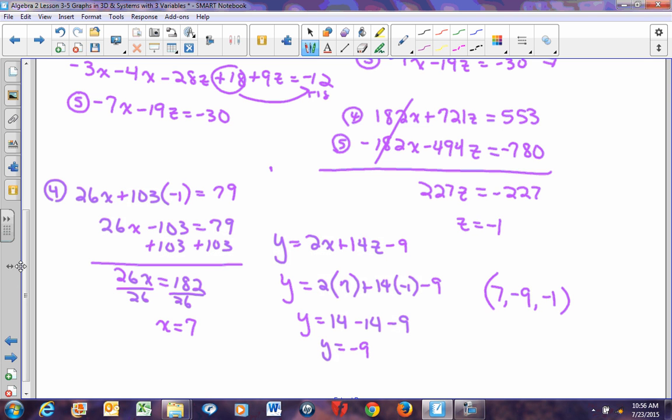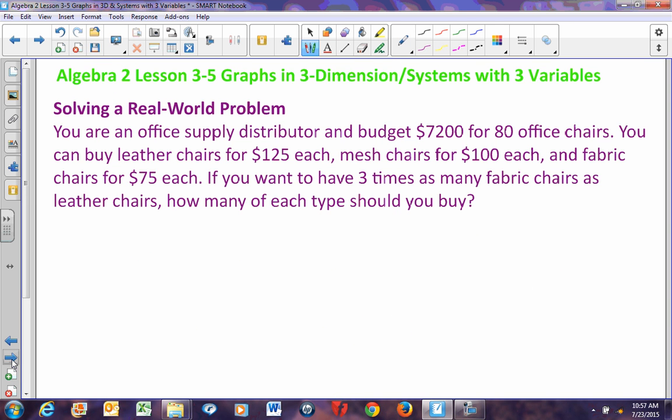As you can see, these take a lot of time. If you mess up one small step, it will mess up pretty much just about everything. So you have to be very, very careful. One last one. Let's look at a word problem. You are an office supply distributor and you budget $7,200 for 80 office chairs. You can buy leather chairs for $125 each, mesh chairs for $100 each, fabric chairs for $75 each. You want to have 3 times as many fabric chairs as leather chairs. How many of each type should you buy?